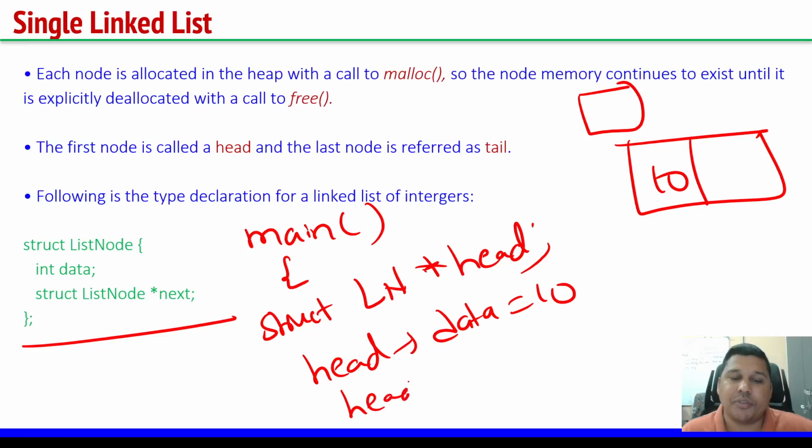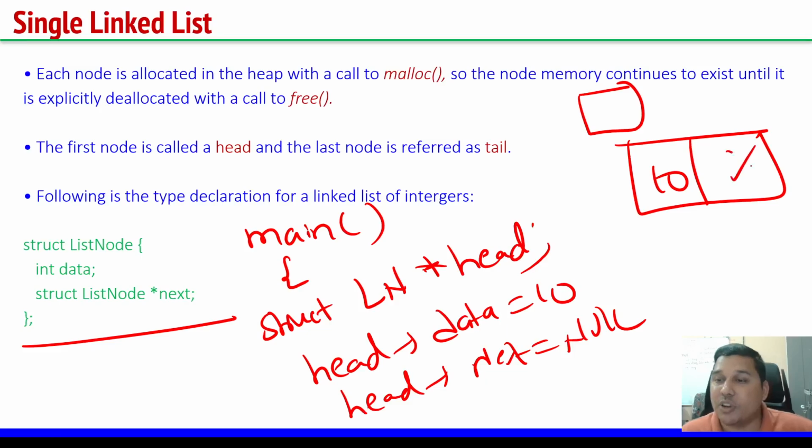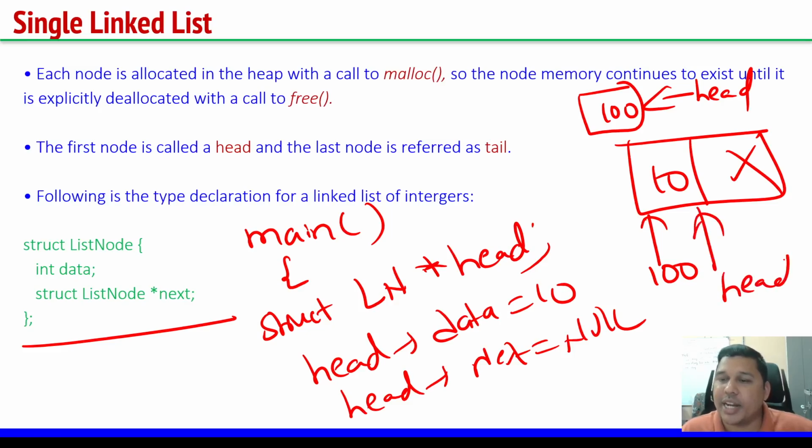Head of next equal to null, you write. So this will be null. And it has some address, that is 100, that is stored here in head. So indirectly, this is our head, because head is pointing to this memory block 100. Okay, so this is like this.